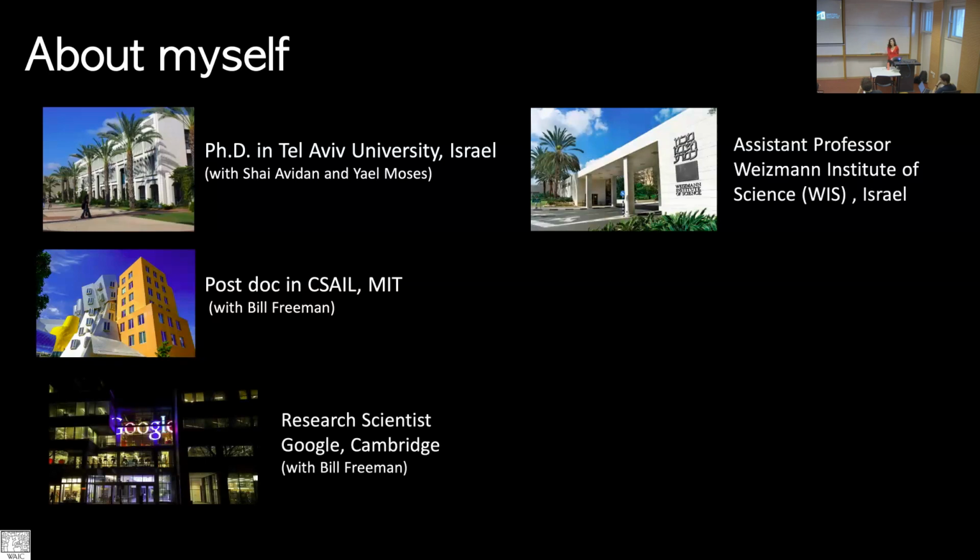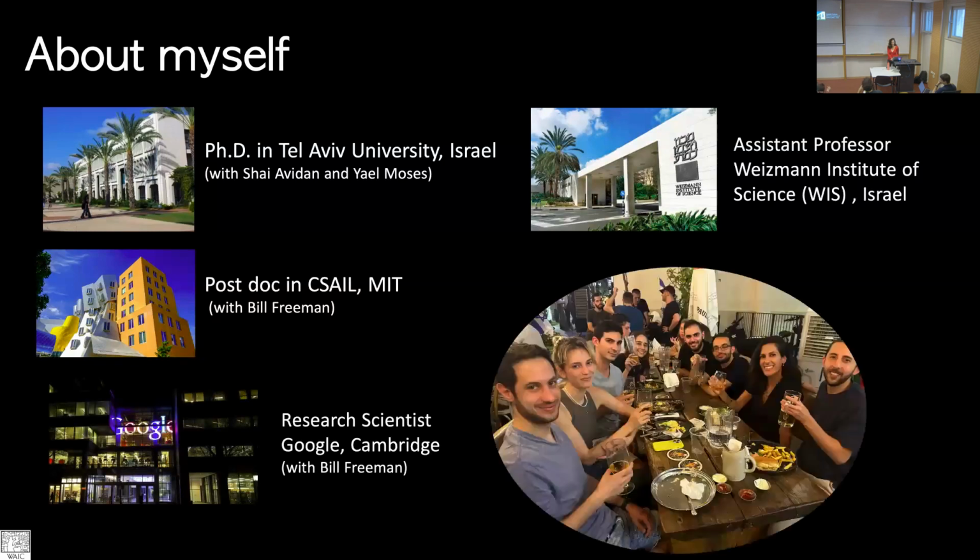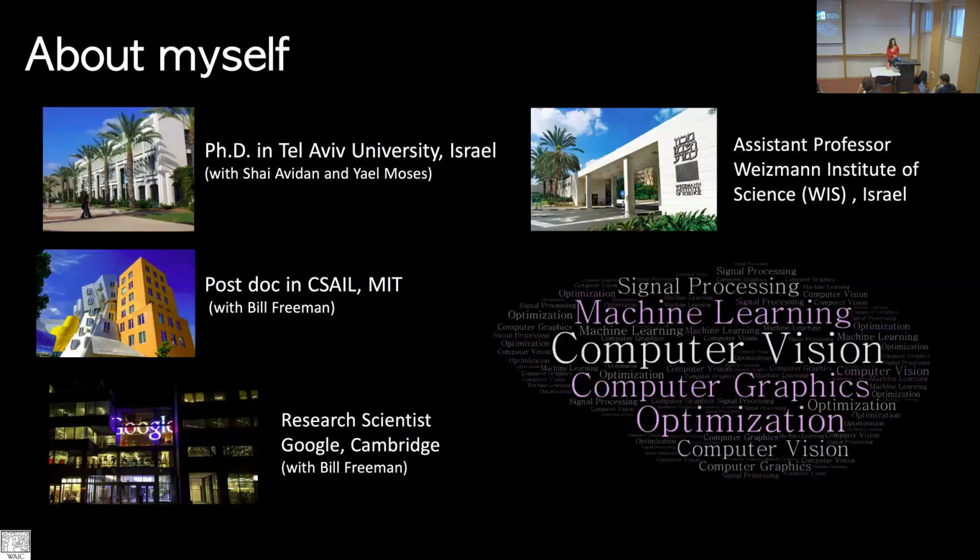And I have a research group here at Weizmann, which includes about 8 students at this point. And I don't think this is a representative photo. Most of the time we are here at the lab, and sometimes we are trying to have some fun. And we're working at the intersection of computer vision, computer graphics, and machine learning.